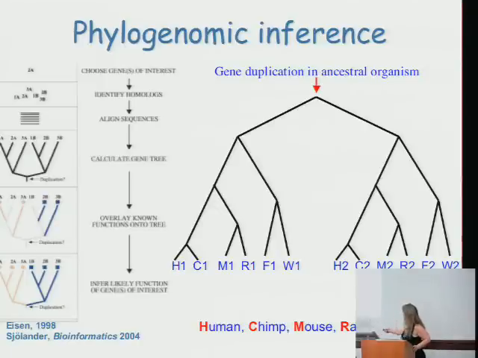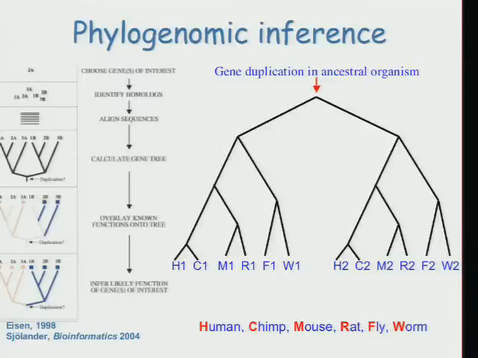So here's an example. All the genes, human, chimp, mouse, rat, fruit fly, and worm here, would all be called orthologs, and these would be orthologs. But across these groups, human 1 and human 2 would be paralogs. So you would assume that they might have a different function.